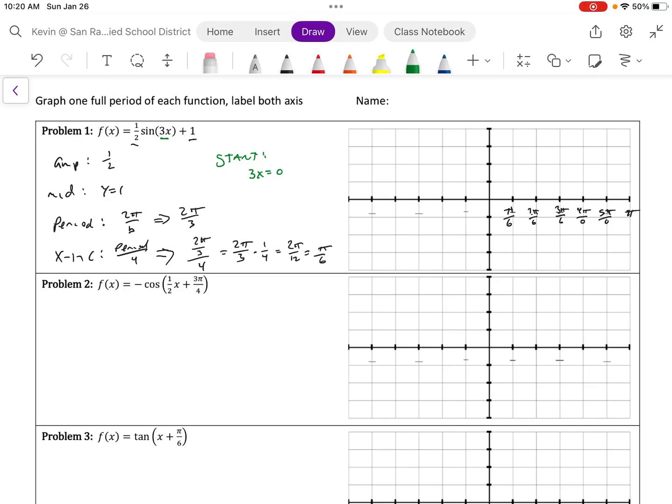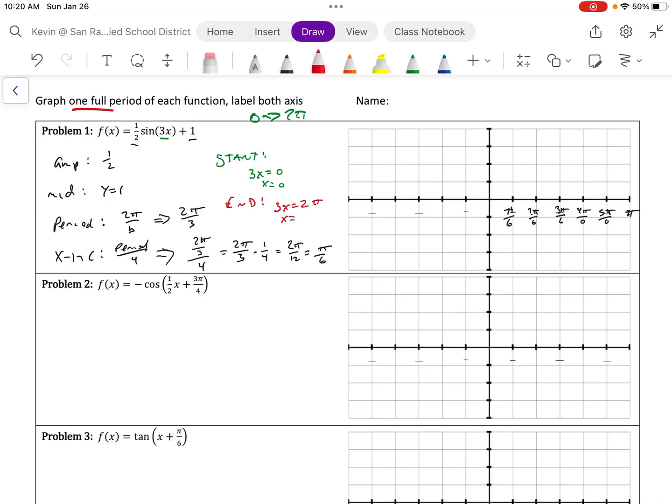And then we need to find our start, green for start point. And again, we take what's inside our parentheses. So 3x equals 0. We're doing sine. So again, sine is 0 to 2 pi. So that means that x equals 0. And then our end. We're only being asked to graph one full period. Make sure you look on the test if it says to graph 2 periods. You'll still just graph 1 period and then just continue it on for another period.